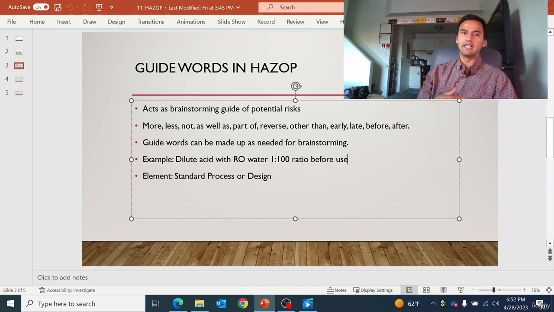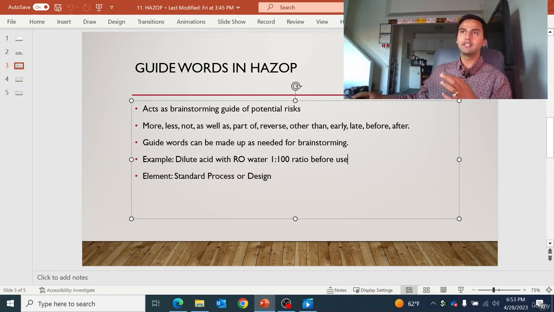And I had put in an example here: dilute acid with reverse osmosis water in a 1 to 100 ratio before use. Here, if you put more water than 1 to 100, there is an issue. If you put less, there is an issue. There is a deviation if you put as well as water. So if you put 100 to 100, that's bad. If you put only part reverse osmosis water and part tap water, that's bad. So those are all deviations that you can create.